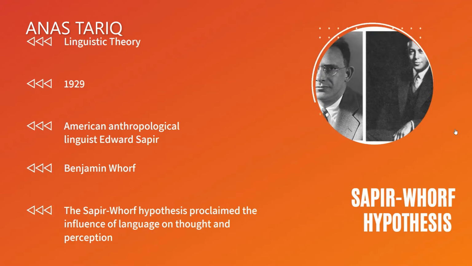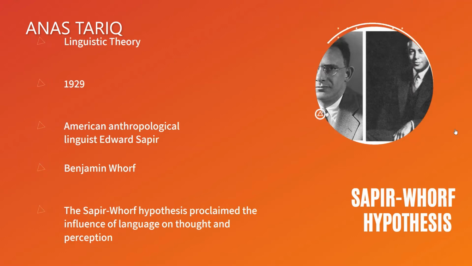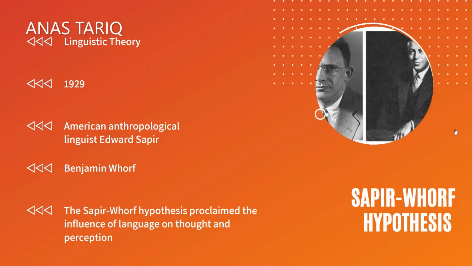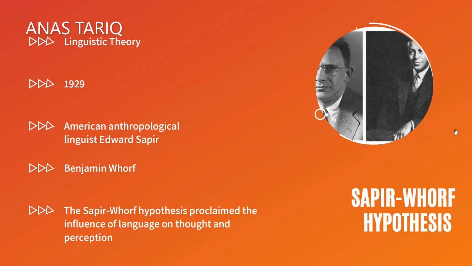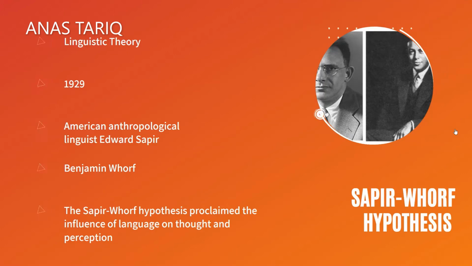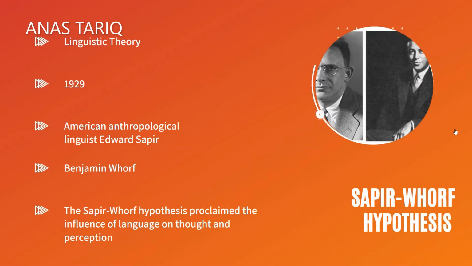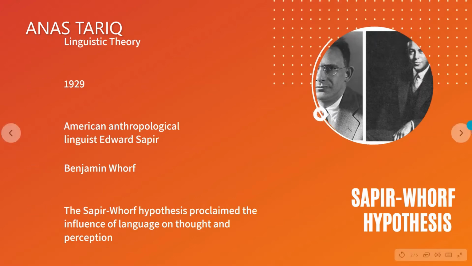This theory came about in 1929. The theory is named after the American anthropological linguist Edward Sapir and his student Benjamin Lee Whorf. The Sapir-Whorf hypothesis proclaimed the influence of language on thought and perception.